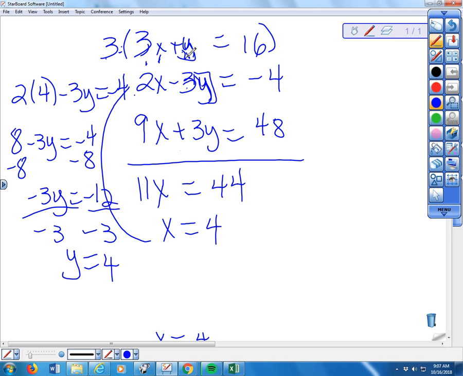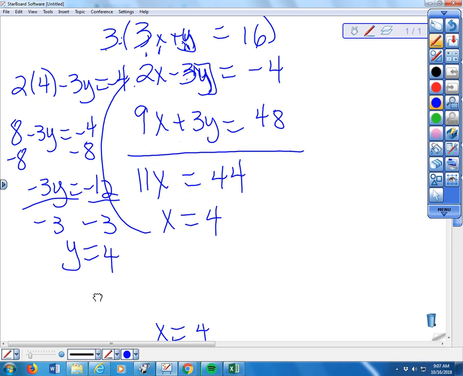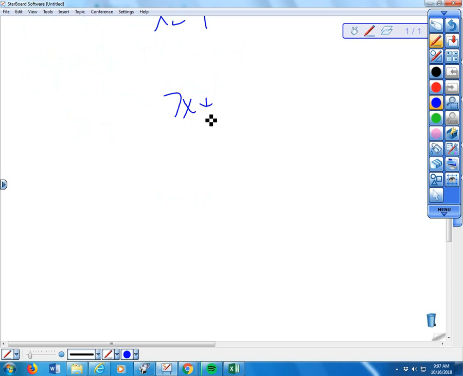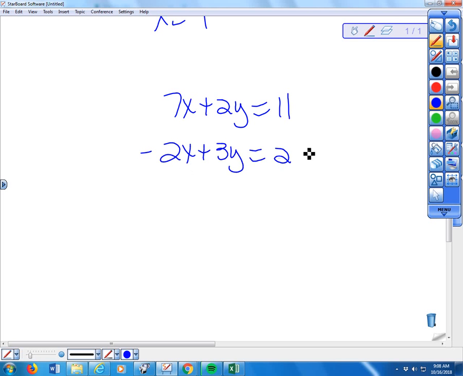And try another one? Sure. Okay. Let's do negative 2x plus 3y equals 29. Okay, I want both substitution and elimination. So do substitution first, and now try it after that with elimination.